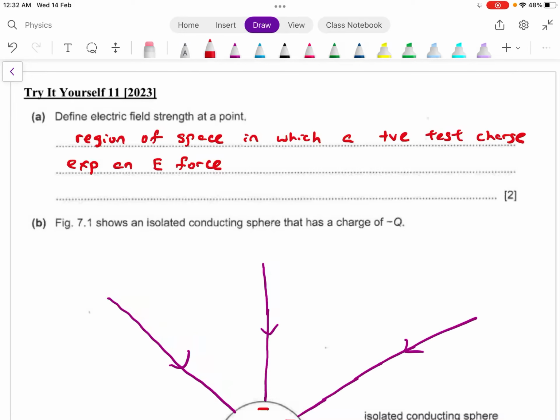Alright, so let's go through 12-11, which is a question from just last year. Define electric field strength at a point. You must say that it's a region of space in which a positive test charge experiences electric force. So 2 marks, quite simple.